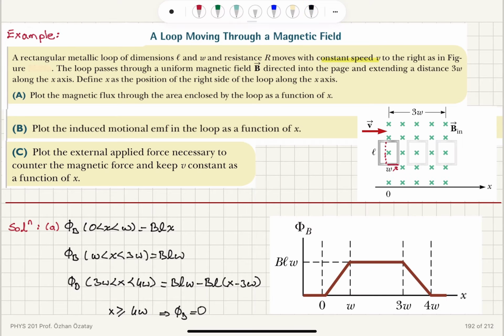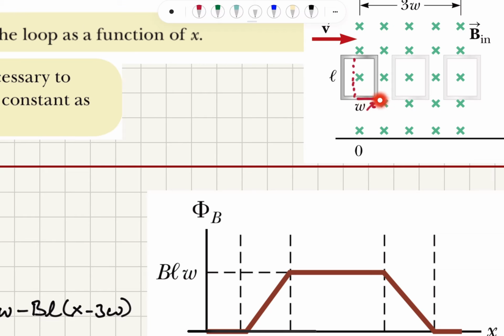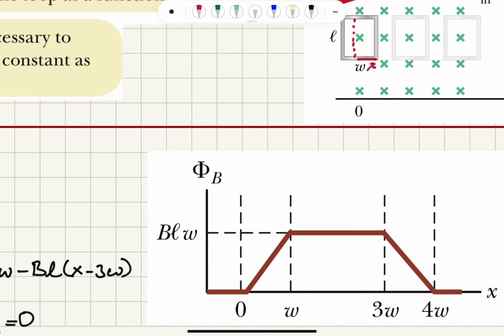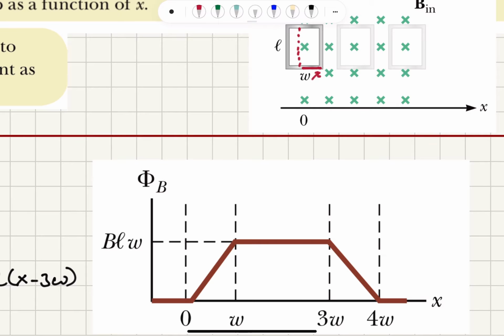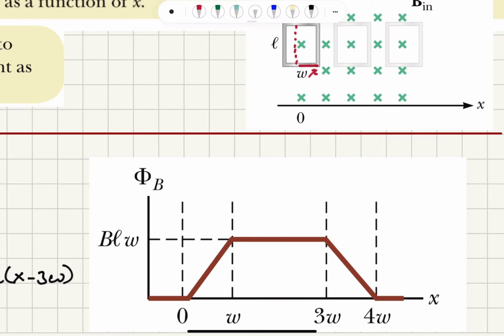So if we plot this here, you can see when x is equal to 0, we are completely outside this region, so flux is 0. X is between 0 and W, we have an increasing flux. When x is W, we are completely inside this magnetic field region, so it's going to be BLW magnetic flux. When x is equal to 3W, the right side is touching the end of this region, and afterwards it starts decreasing until 4W, when it's going to be completely outside again, and then we have 0 flux. So this will be the answer to part A.